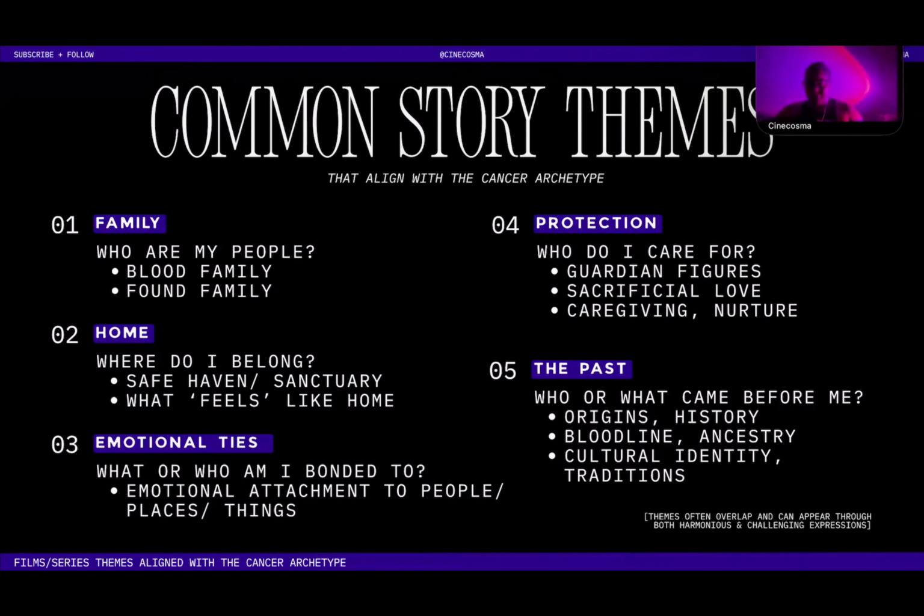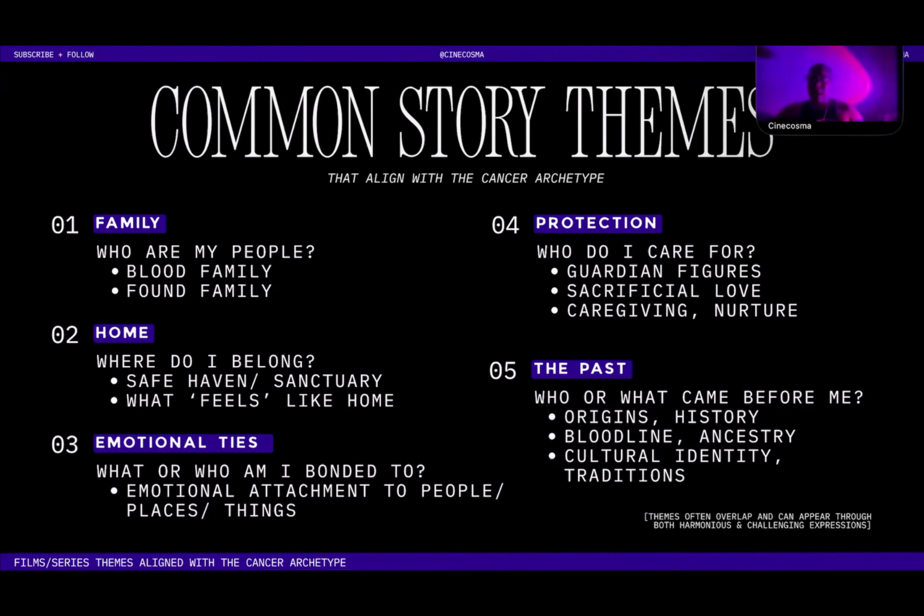Who do I care for? This is guardian figures, this is sacrificial love, this is caregiving and nurturing. So, again, I said this earlier, Cancer is a very protective sign, very protective over the people that they love. And it's also not just about who I care for. You can also look at it as who cares for me too. Cancer also wants that reciprocation. So sometimes you might look at a protagonist who's trying to search for someone who can care for them just as much as they care for other people, right? Typically, your guardian figures are supposed to be people who care for you, and that can lean into caring for you to the point where they're willing to sacrifice themselves, give you care, and nurture you.